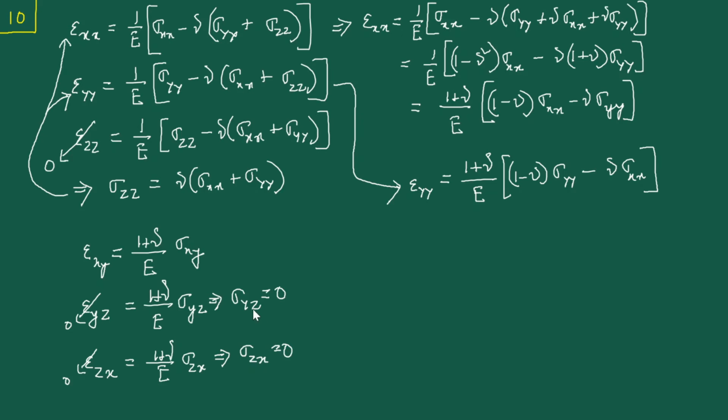Alright, so sigma yz was 0 in plane stress, sigma yz is again 0 in plane strain. Sigma zx was 0 in plane stress, sigma zx is again 0 in plane strain. However, in plane stress we had sigma zz equal to 0, but in plane strain sigma zz is not 0. Okay, so we have some important differences between the plane stress and the plane strain conditions already just by the first consideration of the constitutive behavior.